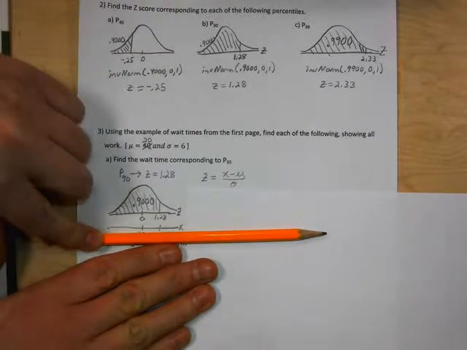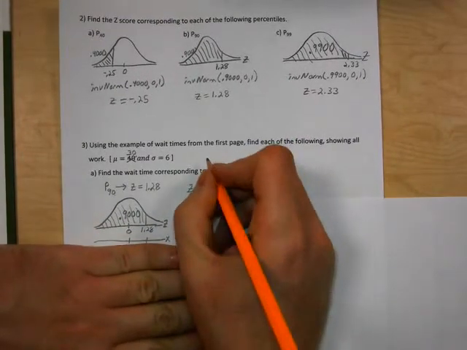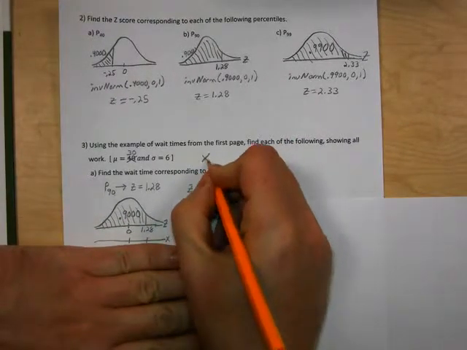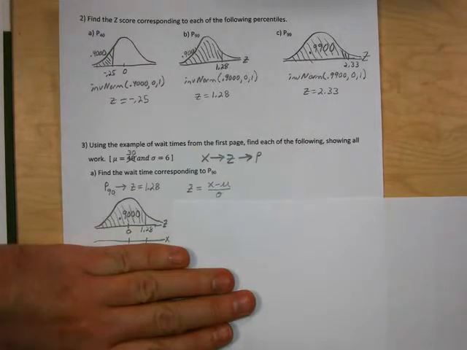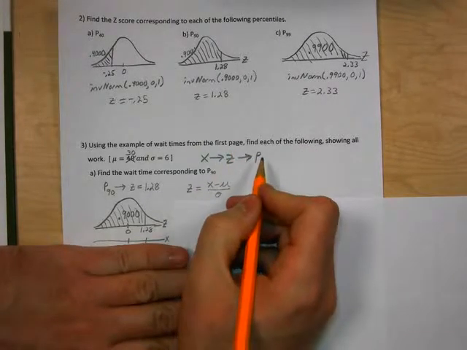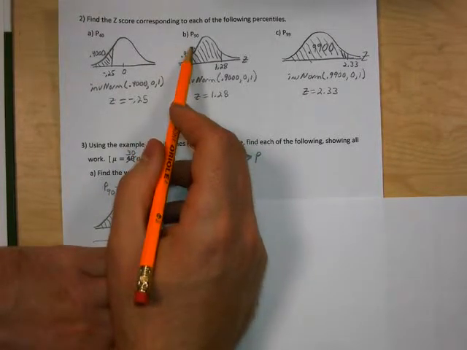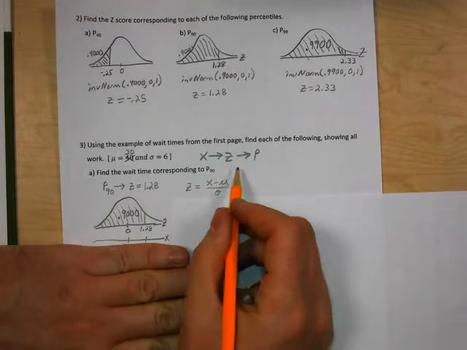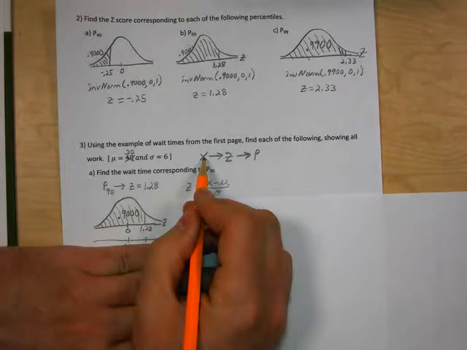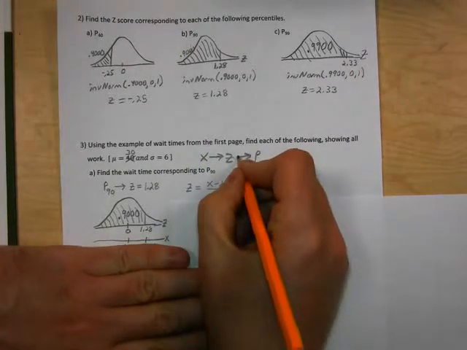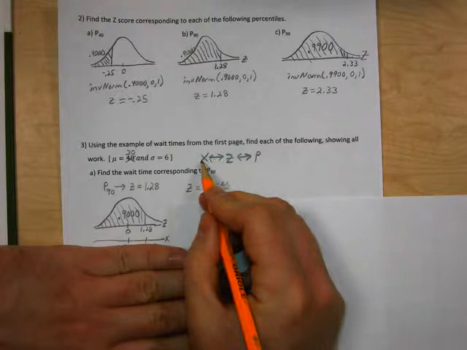What this all comes back to, remember in the last video, I said we go from x to z to probability. Well, now we're going from probability, which was 0.9000, to the z-score, which is 1.28. Now we have to use that to find x. So what we're doing is going in reverse. We're going from p to z to x.